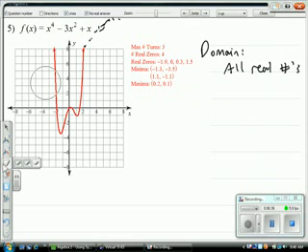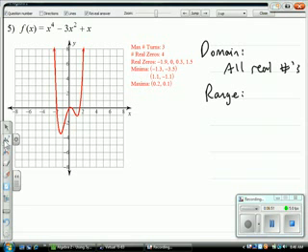The range is going to be a little different. Okay, the range is going to be different because the graph doesn't cover all the y values. So let's just think about range for a second. If you look above 0, there's a y value for pretty much everything. This is where one of the zeros is, this is where the other one is, and that arrow is just going to keep going up to positive infinity.